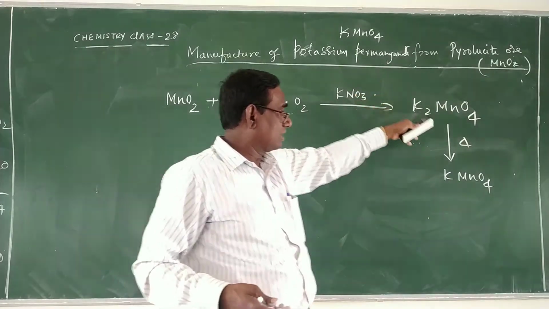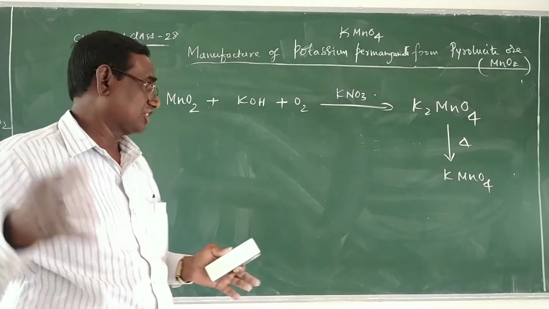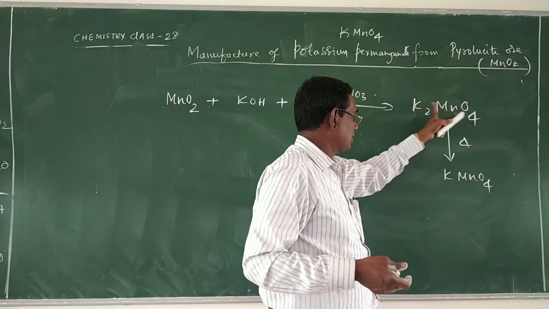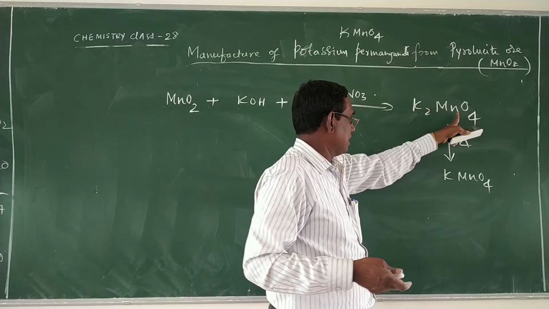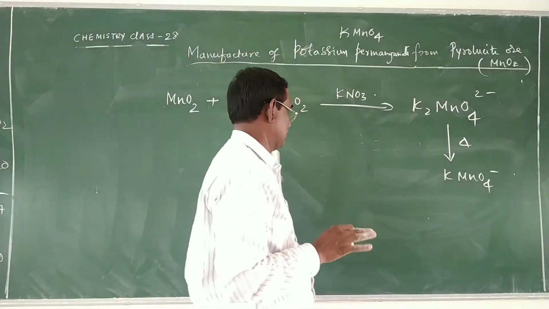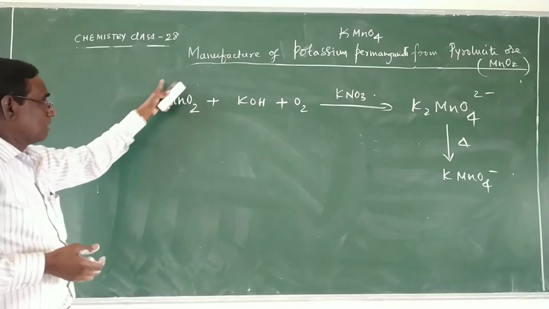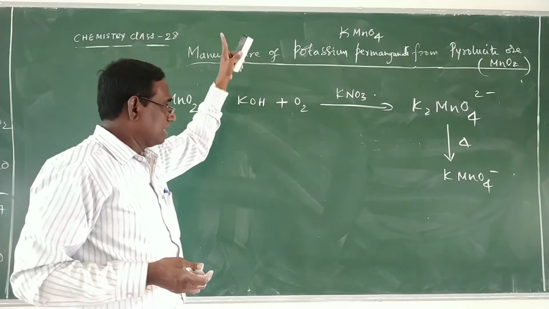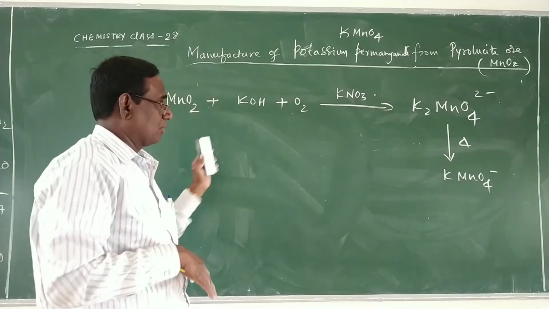This potassium manganate, when further heated, undergoes a disproportionation reaction and gives potassium permanganate. Here it is MnO4 2 minus, and it becomes MnO4 minus. That's all. You will be getting it in only 2 steps. To write only 2 steps: pyrolusite ore is fused with potassium hydroxide, and then heated with an oxidizing agent like KNO3, so that potassium manganate is obtained.